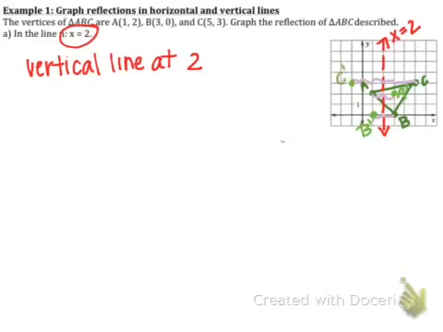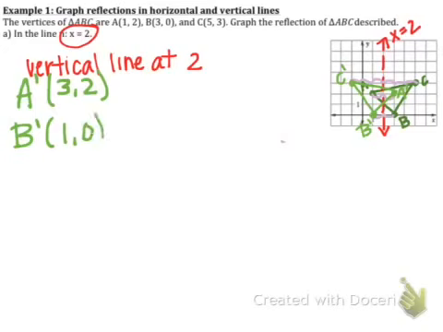Now I have all 3 of my points. I'm going to connect them to form my triangle, and I have reflected this triangle over the line x equals 2. So what are the coordinates of my new points? Point A prime is over 3 up 2. Point B prime is right 1 up 0, and point C prime is left 1 and up 3.